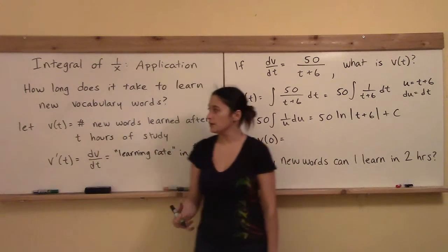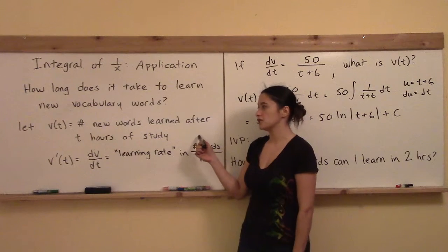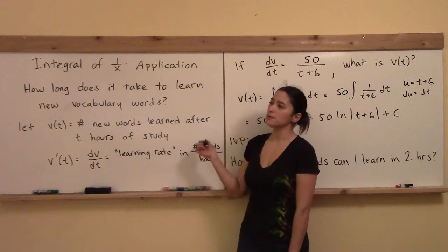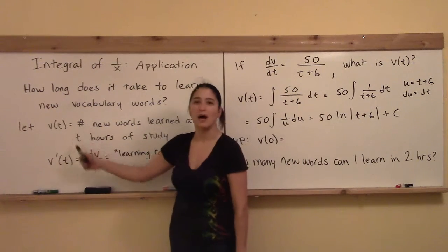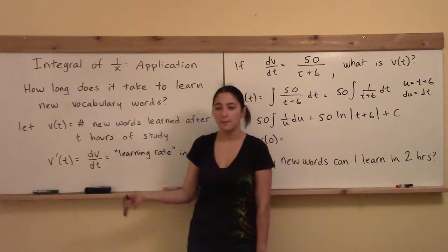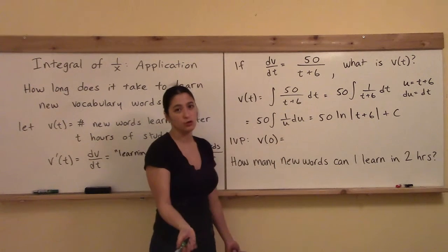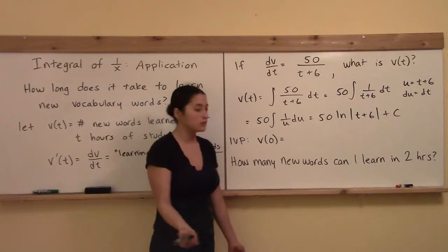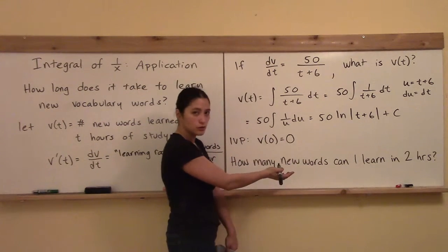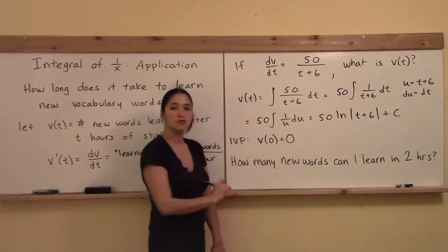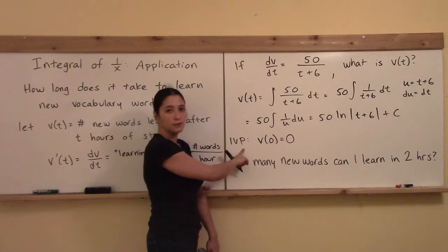Like for example here, if this is the number of new words that I can learn after T hours, it probably makes sense to say the number of new words that I can learn after 0 hours. If I don't do anything, how many new words do you think I'll learn? None. Exactly. It's kind of like the total revenue. If you don't sell anything, you're not going to make anything. If you don't spend any time studying, you're not going to learn any new words. And that's the initial value that's going to allow us to solve the initial value problem.